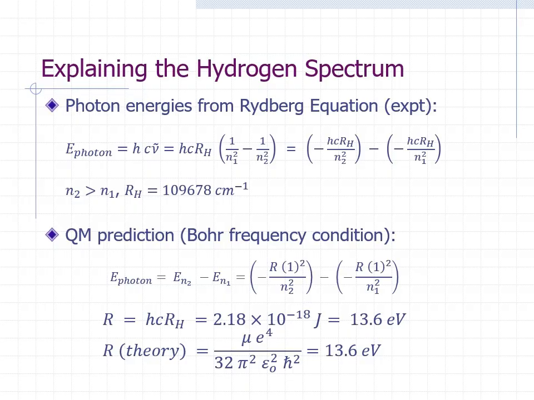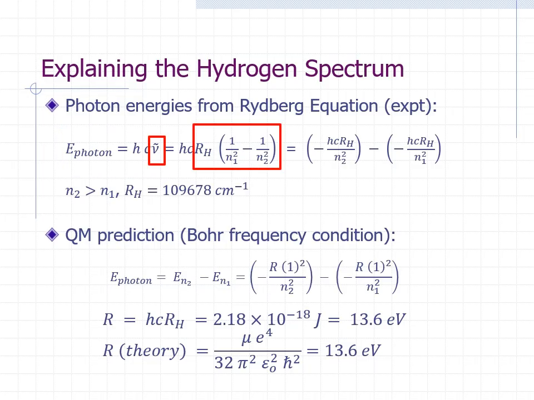Let's calculate the photon energies from the experimental line positions as given by the Rydberg equation. The photon energy is Planck's constant h times the frequency ν. The frequency ν of an electromagnetic wave is equal to c times ν̃, where c is the speed of light and ν̃ is the wave number.